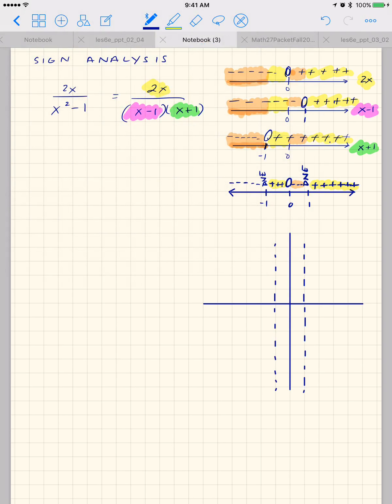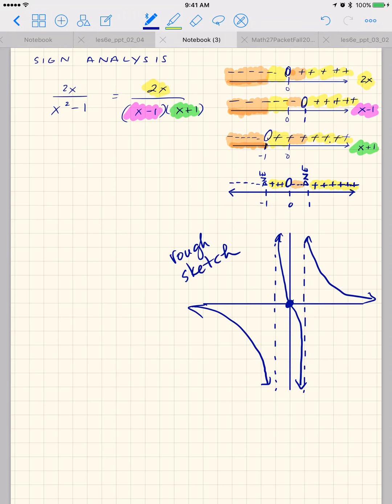Let's see here. So it's something that's negative. We've got an asymptote, so it has to look like this. Then it's positive. Comes down to 0. Then it's negative, has an asymptote. Okay, and then it's positive. So we could say the graph, here's a rough sketch.